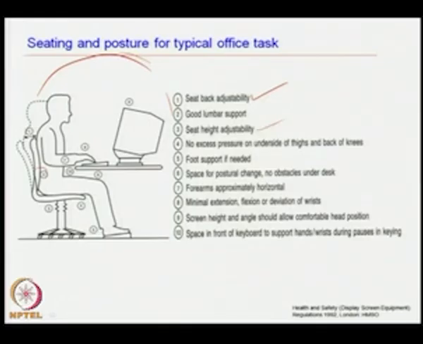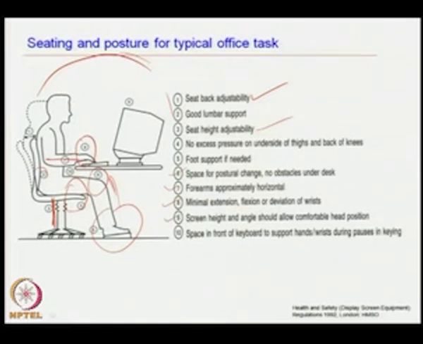Seat height adjustability, this one, seat height adjustability, no excess pressure on the underside of the thigh and back of the knees, that is number 4 here. Then foot support if it is required, space for postural change, no obstacle under the desk, this free leg room, and then forearm approximately horizontal, the forearm has to be approximately horizontal to the floor and the work surface.